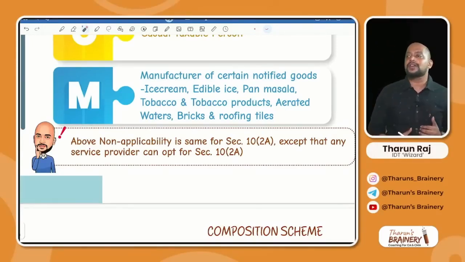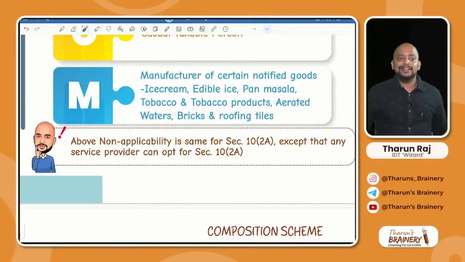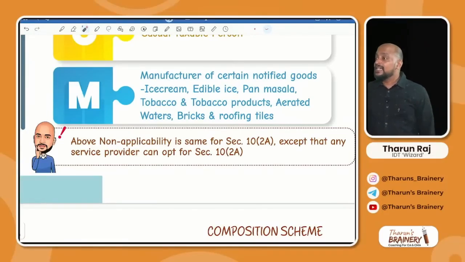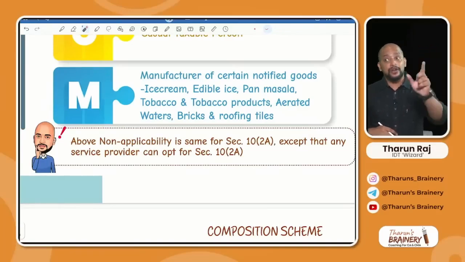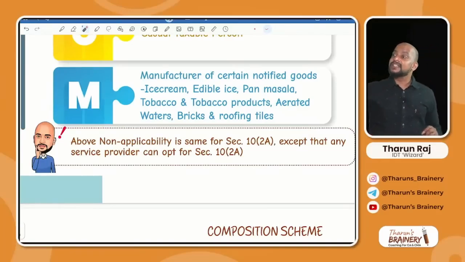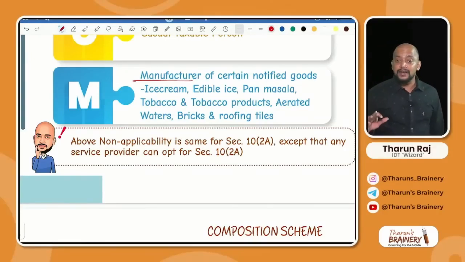Why can't these notified goods opt for composition scheme? Because they are saying these notified goods industries are so big that they don't want them to escape tax liability. They should definitely pay. However, a trader who is supplying these goods can opt for composition scheme. A manufacturer of ice cream cannot opt for composition scheme, but an ice cream shop which is selling ice cream can opt for composition scheme. See there, the entire restriction is only on the manufacturer, not on the trader. So what are those goods here? Ice cream, edible ice, pan masala, tobacco products, then aerated waters, bricks and roofing tiles. These people cannot opt for composition scheme.